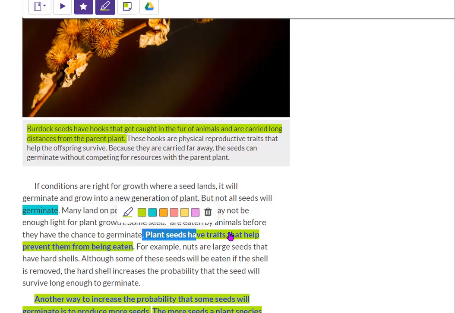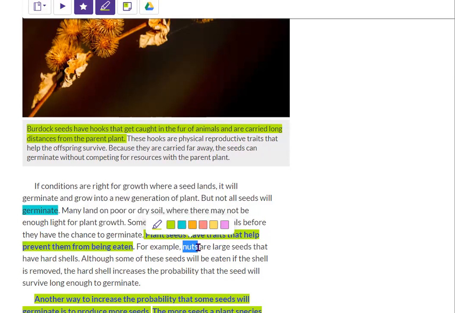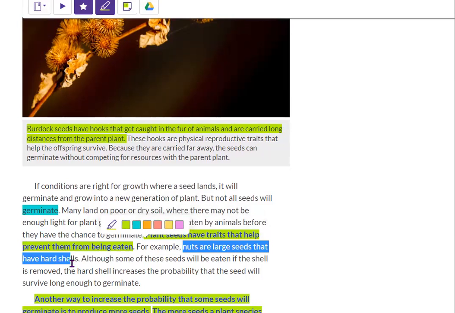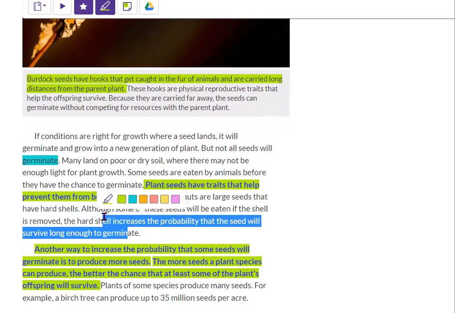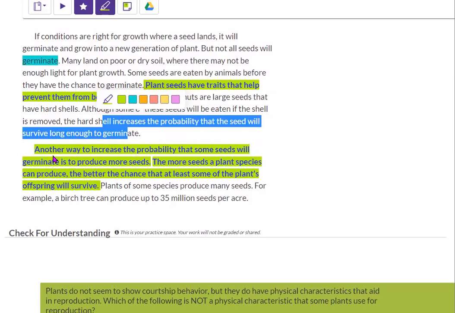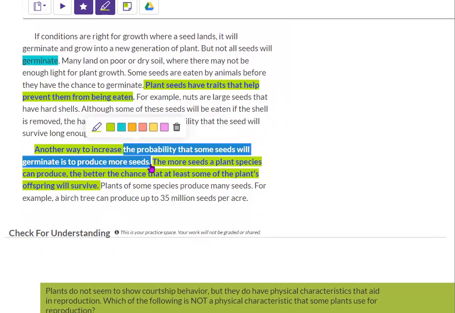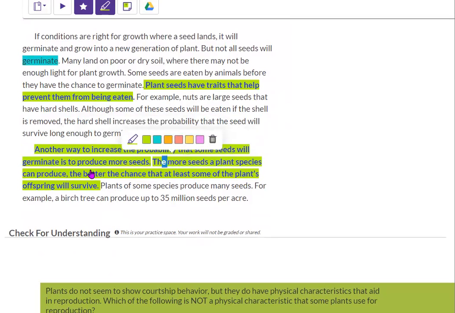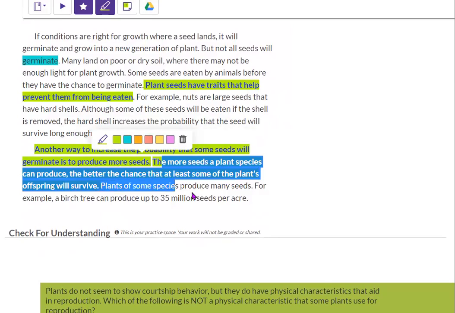Plant seeds also have traits that help prevent them from being eaten. So for example, nuts are large seeds that have hard shells. And so this doesn't guarantee that they're not going to be eaten by another animal, but it does increase the chances that they're going to survive a little bit longer. One last way to increase the chance that some seeds will germinate is to produce more seeds. The more seeds a plant species has, the better the chance that at least some of the plant's offspring are going to survive.